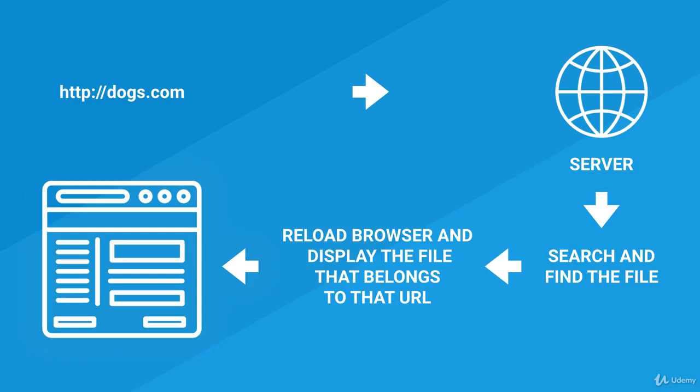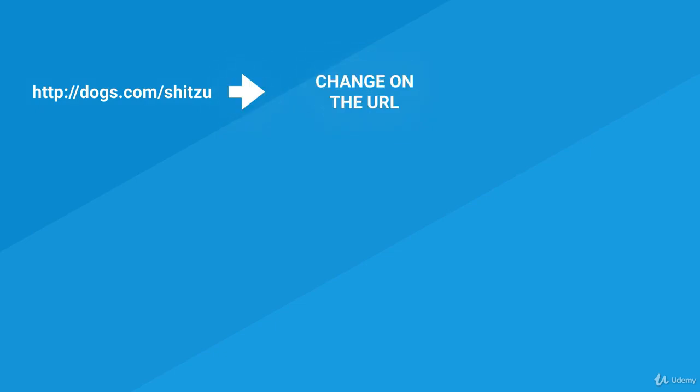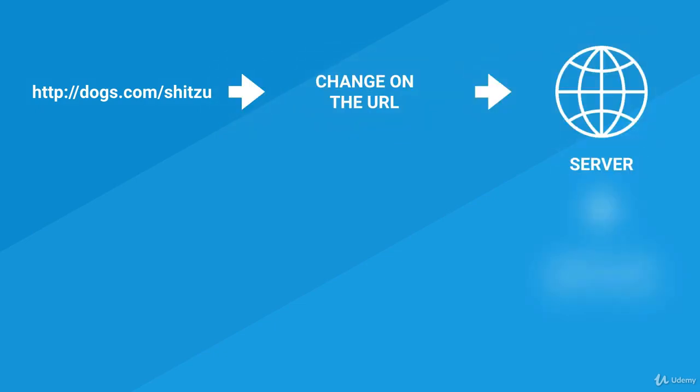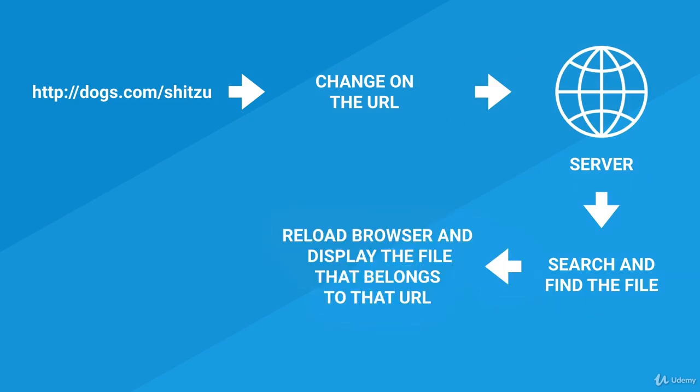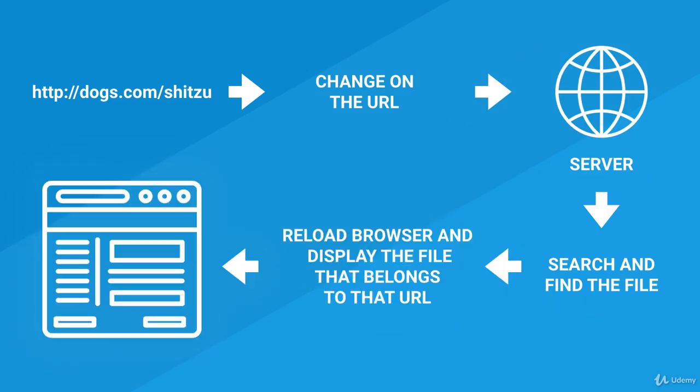Now, let's say that the user clicks on a link and goes to a different page inside our domain, our application. Then, again, it's going to repeat the same process. We're going to enter the Shih Tzu page of our application, and it's going to detect a change on the URL. It's going to go to the server. The server will find the file, will reload the browser, and display the file. Good. So this is how it works on multi-page applications.